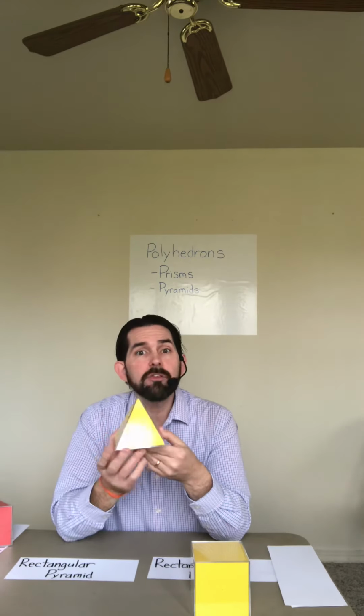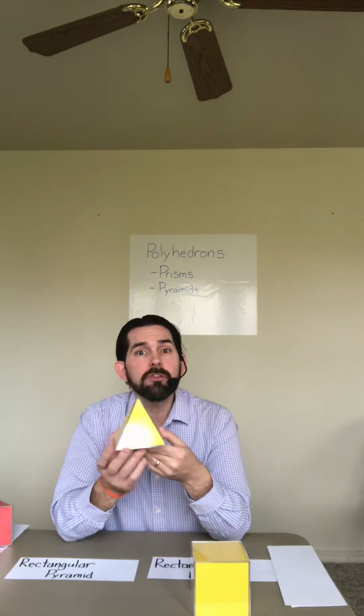So what's interesting is, again, we'll name it by the shape of its base. So this would be a rectangular prism, and this would be a rectangular pyramid. Sometimes people mix up pyramids and want to call them all triangular because they see those lateral faces. So we need to know the shape of the base in order to name our pyramids.